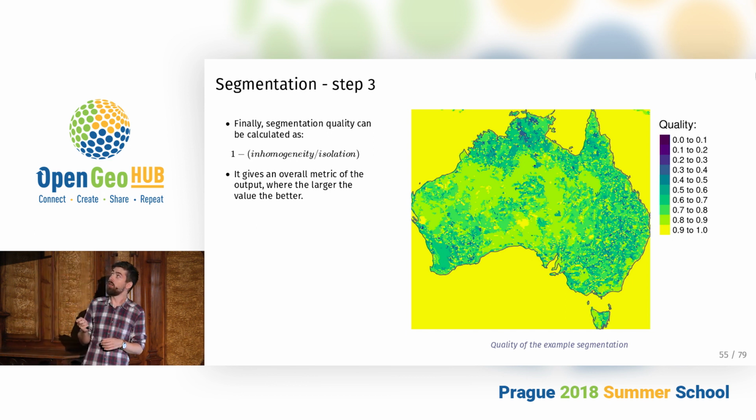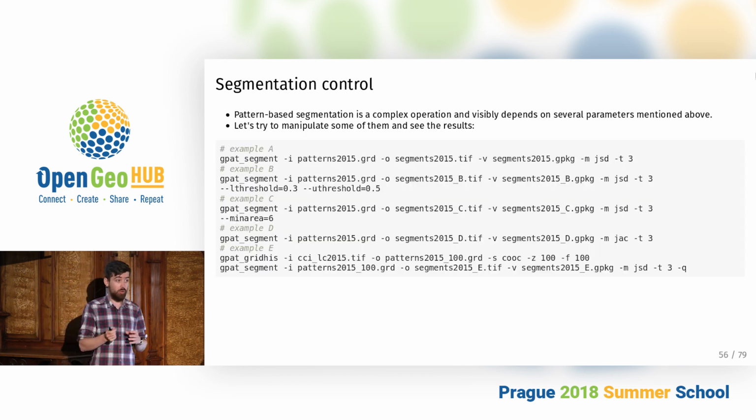So you can see that some areas with yellow or light green are segments of better quality, and some are not this good. And this could help you to go back and maybe change the parameters of your segmentation and maybe make some other decisions. So just to give you some example how you can control segmentation, I've done 5 examples.